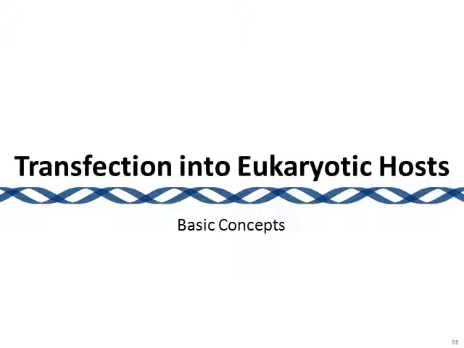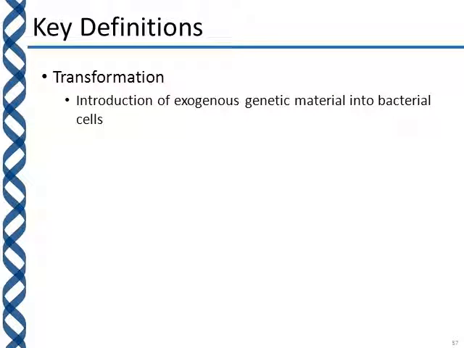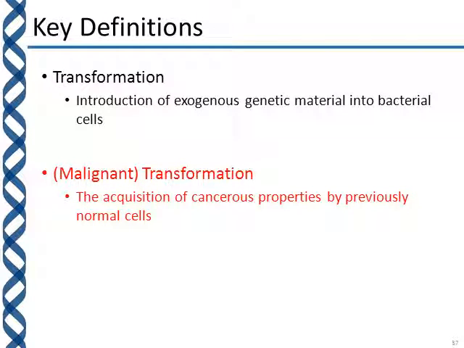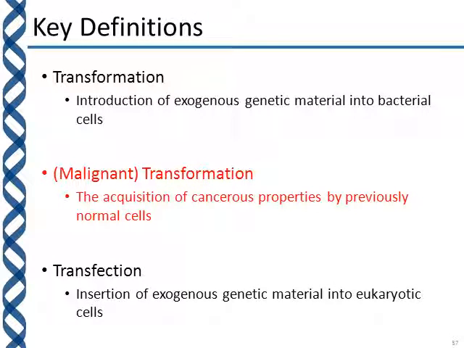Now we'll talk about the basic concepts associated with transfection into eukaryotic hosts. So here are some key definitions. Transformation. This is the introduction of exogenous genetic material into bacterial cells. Malignant transformation. This is the acquisition of cancerous properties by a previously normal cell. And transfection. This is the insertion of exogenous genetic material into eukaryotic cells.